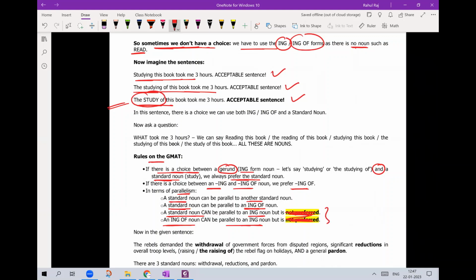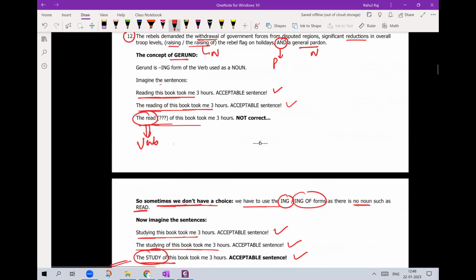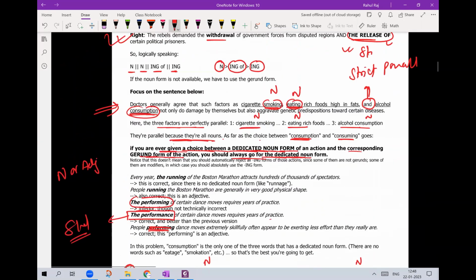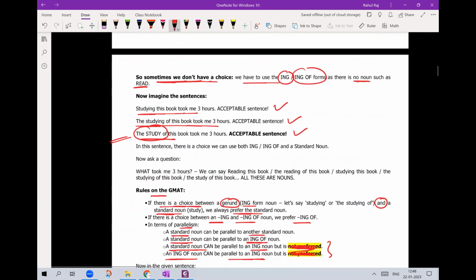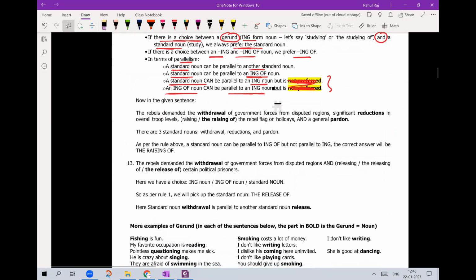It's not about not preferred and all. Because just now, we made parallelism between what? Alcohol consumption, this is a standard noun. Alcohol consumption is parallel to cigarette smoking and eating. They are parallel to each other because they are all nouns. So there's nothing called not preferred and all, because we are not supposed to create our sentence, we are supposed to just analyze the statement. And that's the reason in question number 12, raising of is a right noun. In question number 13, release of is a right noun.